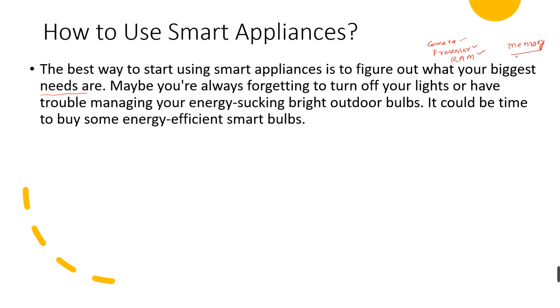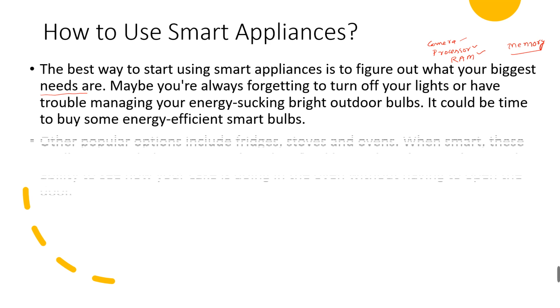So whenever you are adding any feature to a smart appliance or you are going to purchase a smart appliance, you need to identify what your need is. For example, you can consider that you are always forgetting to turn off your light or have trouble managing your energy-sucking bright outdoor bulb.